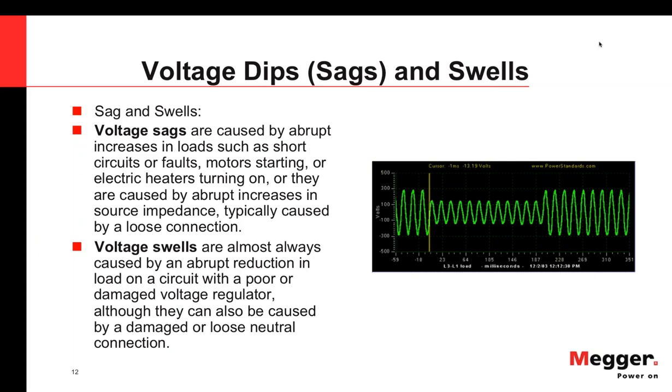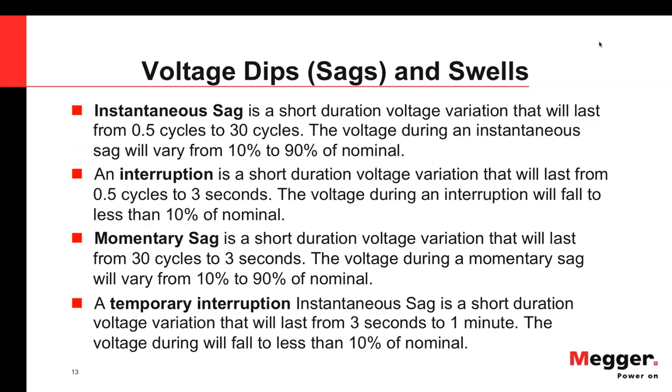Now, voltage swells are pretty much caused by abrupt reductions in the load or the impedance. You can have poor or damaged voltage regulators, and these can also be caused by loose neutral connections as well. With these, if you see the voltage swell and the current drop, that's an indication that someone turned off a load, and we know that's on the load side. If we see the voltage swell and the current swell, then typically that's more from the source side. We're seeing a voltage swell, which is increasing the current on the load side.